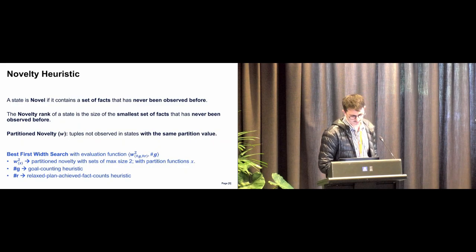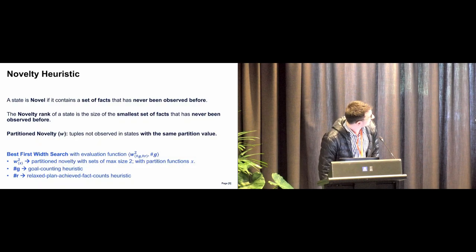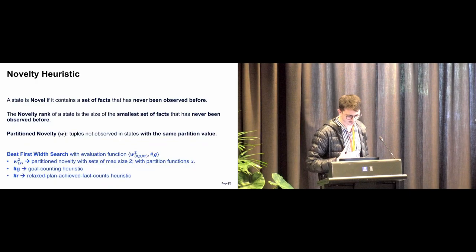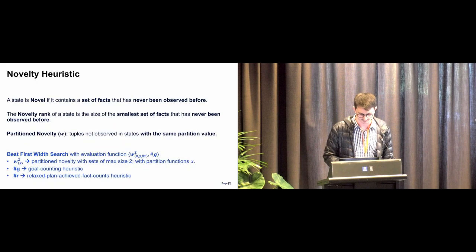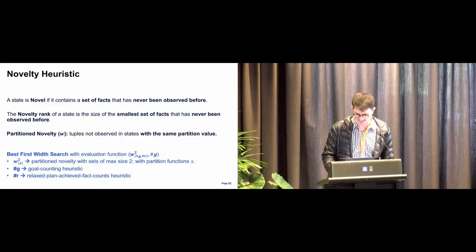I'll also briefly introduce the best-first width search algorithm, solver. Here we use this partition novelty heuristic with maximum set size of 2, because anything above becomes too computationally complex to exactly measure without approximations of sorts. And then we have 2 partition functions. One is goal counting. The other one looks at facts achieved in relaxed plans and compares to facts achieved in search, but that's not too important for the purpose of this talk. And then it breaks ties with goal counting. While it's a relatively simple solver, it actually is very powerful and almost as competitive as current state-of-the-art solvers.